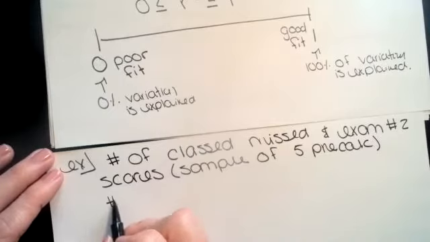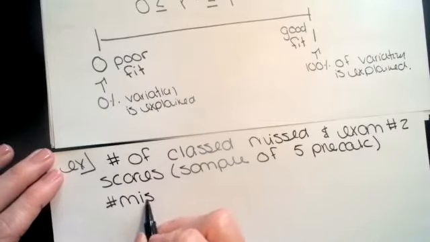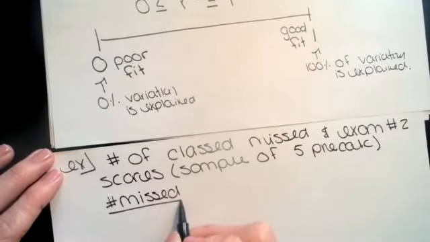So I have my data summarized here. So I have it in a table. So the number of classes missed. First student missed 6 classes. That's a lot. 5, 3, 1, and 0.